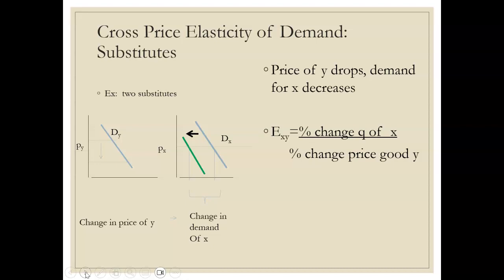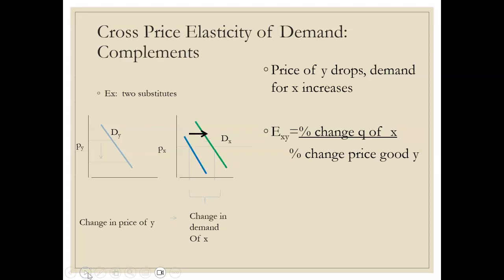Now we can compute the elasticity between these two markets. We can take the cross price elasticity of demand, which is equal to the percent change in the quantity of X divided by the percent change in the price of good Y. Okay, so that's the cross price elasticity of demand.